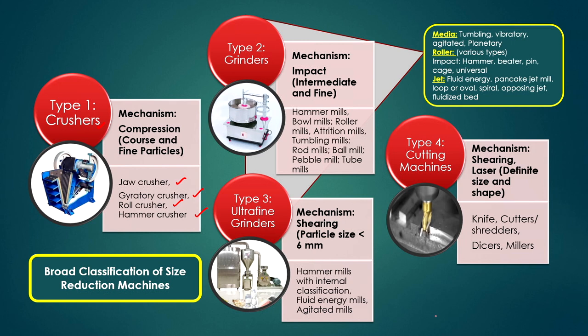And it is generally done in a pancake jet mill, loop or oval spiral type of jet machine, even opposing jet fluidized bed type of machines under this category. And in this case you can get very fine particles just by attrition or interaction between the particles.